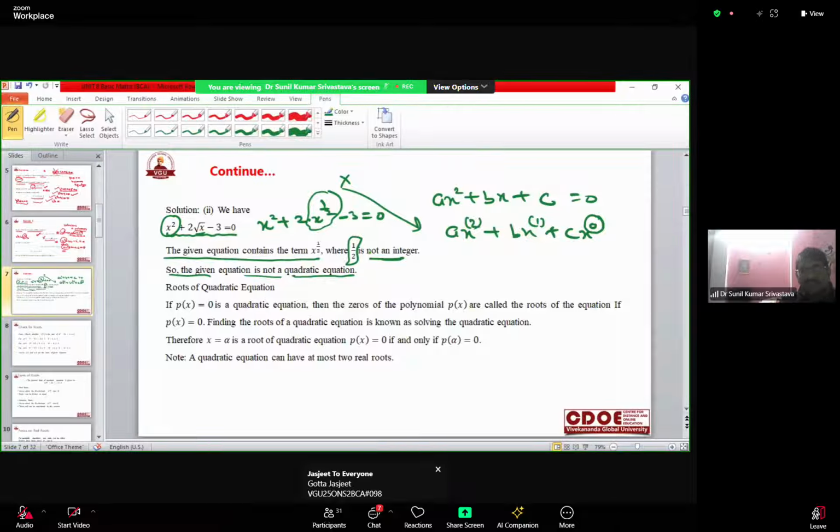So I hope you understand how you recognize which given expression or polynomial is a quadratic equation and which one is not. For a quadratic, the x squared term must be present and the power of each variable, each term, must be a positive integer. Okay.